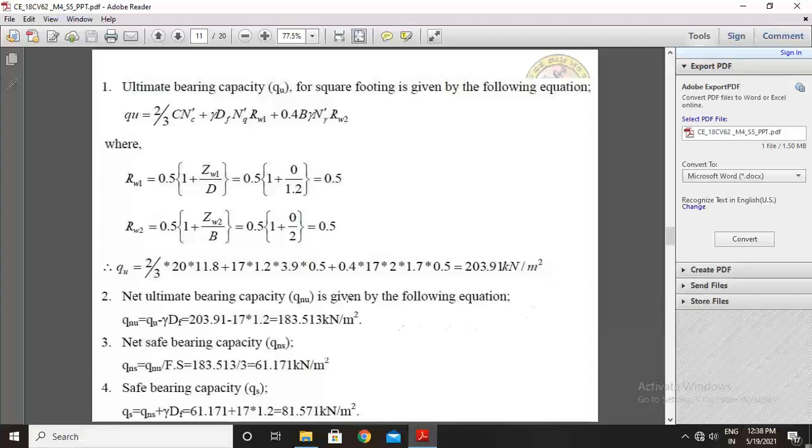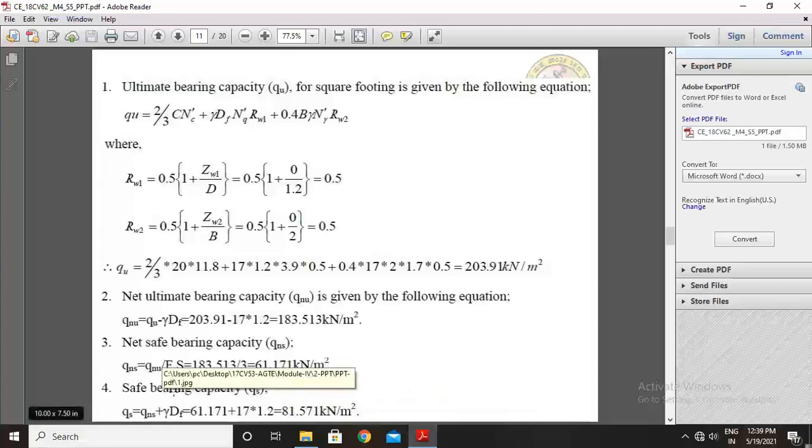Then the second step, the net ultimate bearing capacity is given by the following equation: net ultimate bearing capacity equals ultimate bearing capacity minus gamma Df. Substituting the values, we get 183.513 kilonewton per meter square. Next, we calculate the net safe bearing capacity, given by net ultimate bearing capacity divided by factor of safety. Now we get 61.17 kilonewton per meter square.